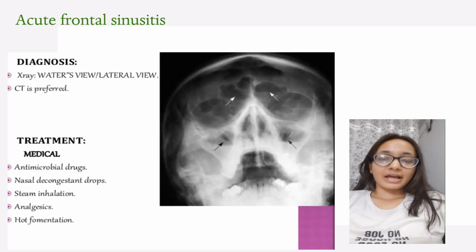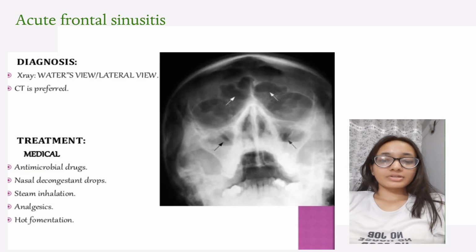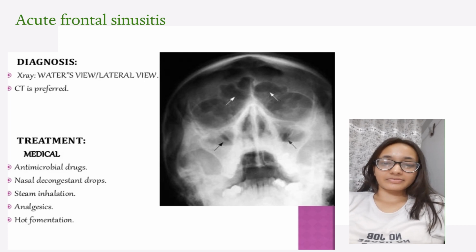Maxillary sinusitis and frontal sinusitis are almost the same. That is, they have the same clinical features: the tenderness, the pain, the swelling. But there are additional things, like the upper eyelid being a little bit swollen. There is tenderness. There is nasal discharge as well.